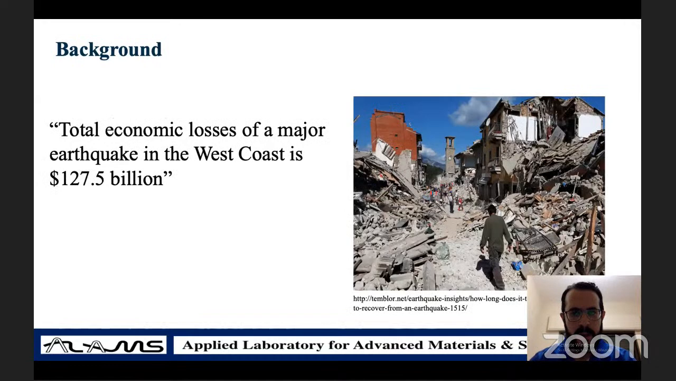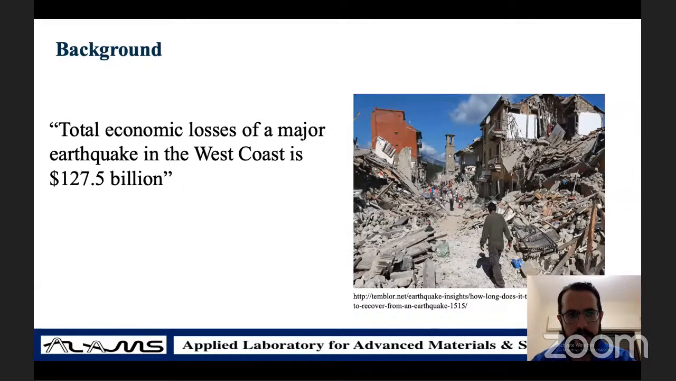So as we all know, earthquakes are a very critical issue that we have to address all around the world. According to the Insurance Bureau of Canada, the total economic losses of a major earthquake on the west coast of Canada can produce $127.5 billion of loss. So eventually this is a huge loss, and we have to take immediate measures to avoid such economic and human losses.